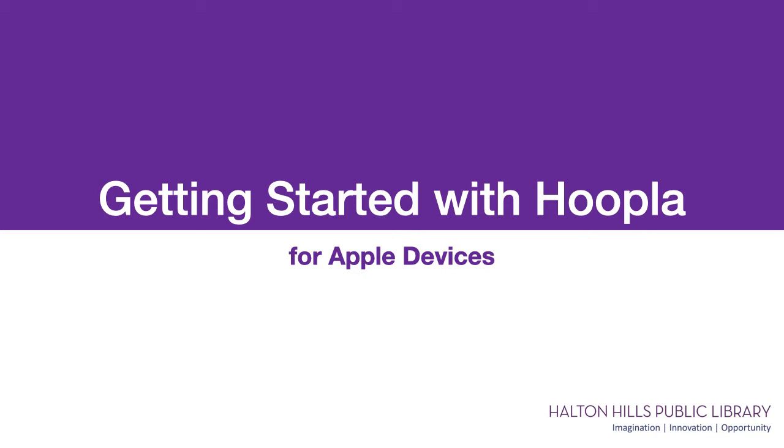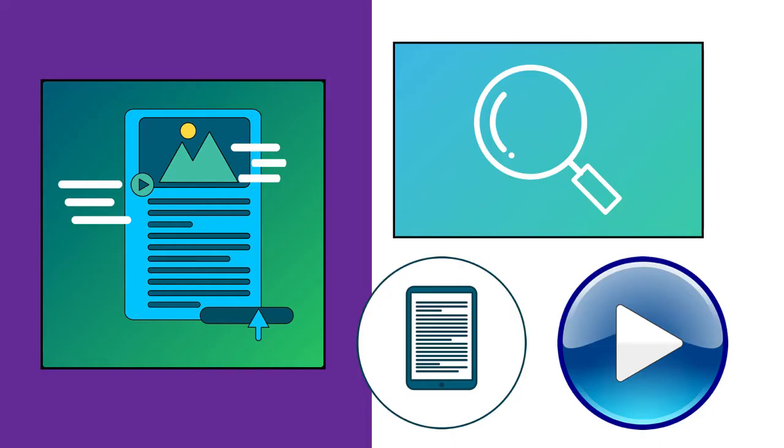This will be a brief guide to using the Hoopla app on Apple devices to access amazing content like ebooks, audiobooks, movies, television shows, and more for free with your Halton Hills Public Library card. This presentation will show you the ins and outs of how to browse content, search for specific items, borrow, and play content using the Hoopla app. One of the benefits of using the Hoopla app is that you can take your items with you wherever you take your phone or tablet.